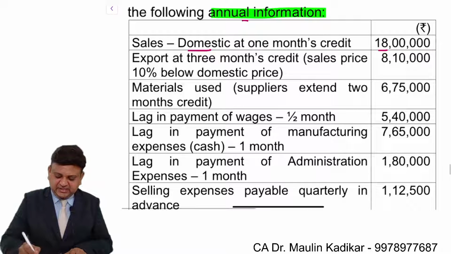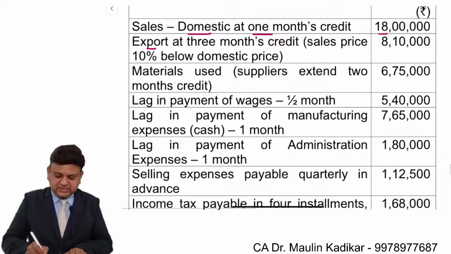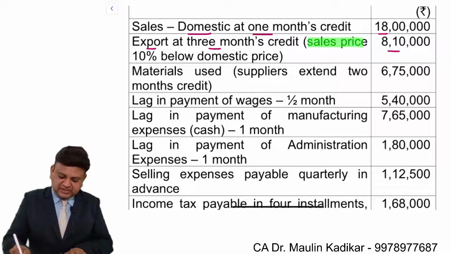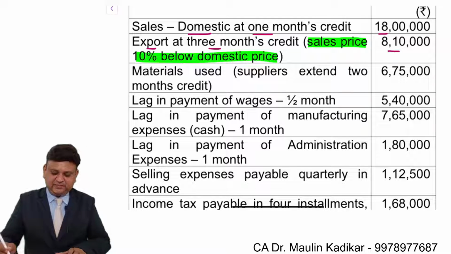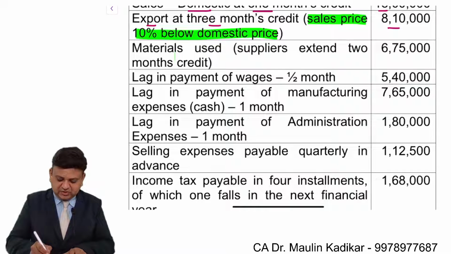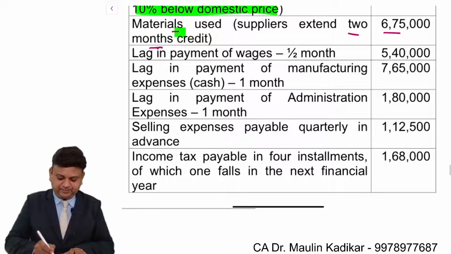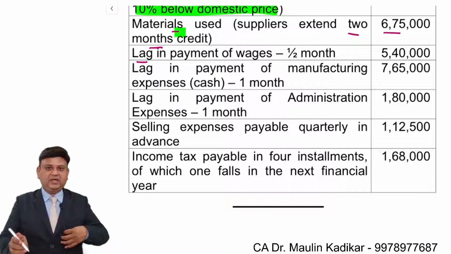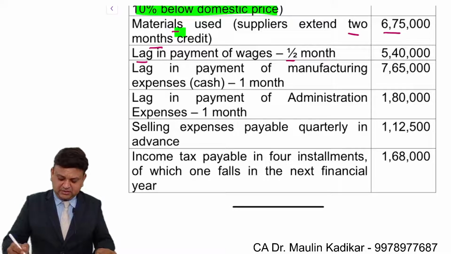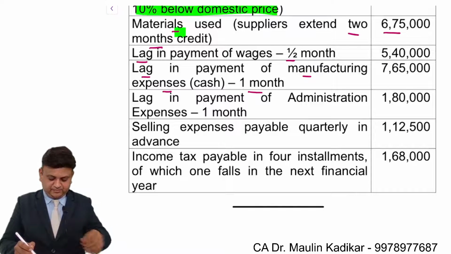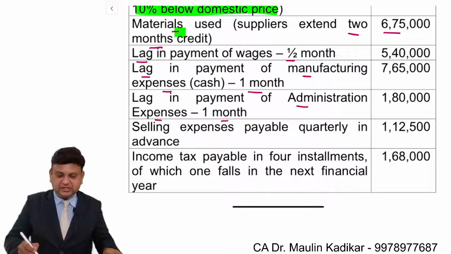Domestic sales is 18 lakhs with 1 month credit. Export sales is for 3 months credit, 8 lakh 10,000. The export sales price is 10% below the domestic price. Consumption of the raw material is 6 lakh 75,000, and suppliers extend 2 months credit. Lag, which means time gap, in the payment of wages is half month. Lag in the payment of the manufacturing expenses is 1 month. Lag in the payment of administration expenses is 1 month.